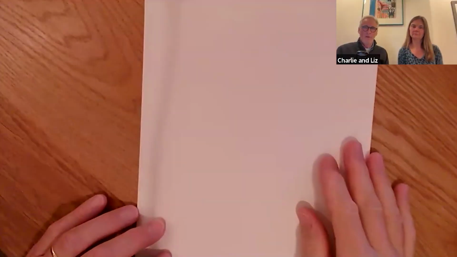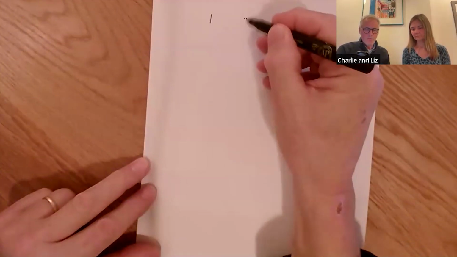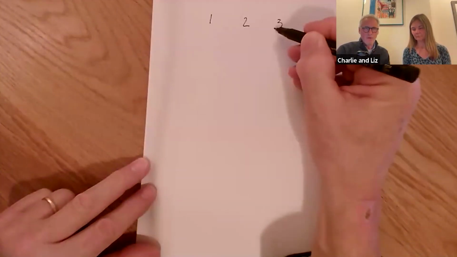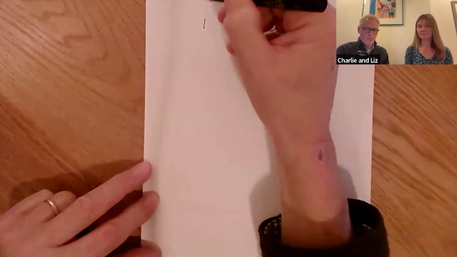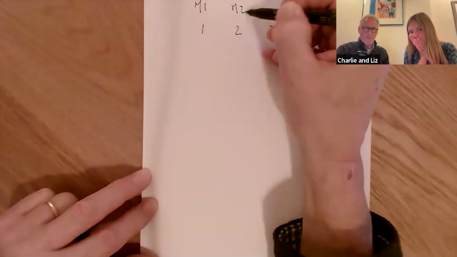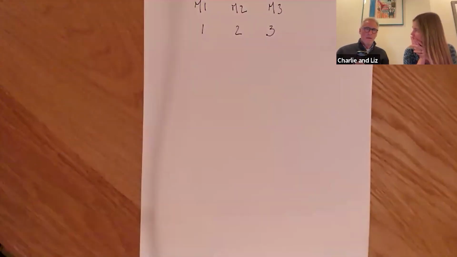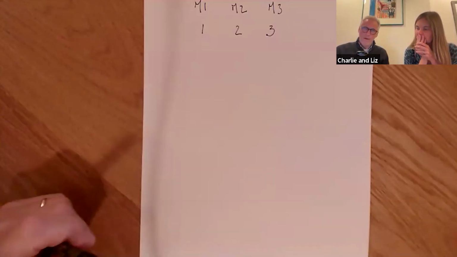Okay. So the way that I think about it is, well, I think it was Bill who talked about one possibility is to have 1, 2, and 3. Yes. So we've got the multiples of 1, multiples of 2, multiples of 3.